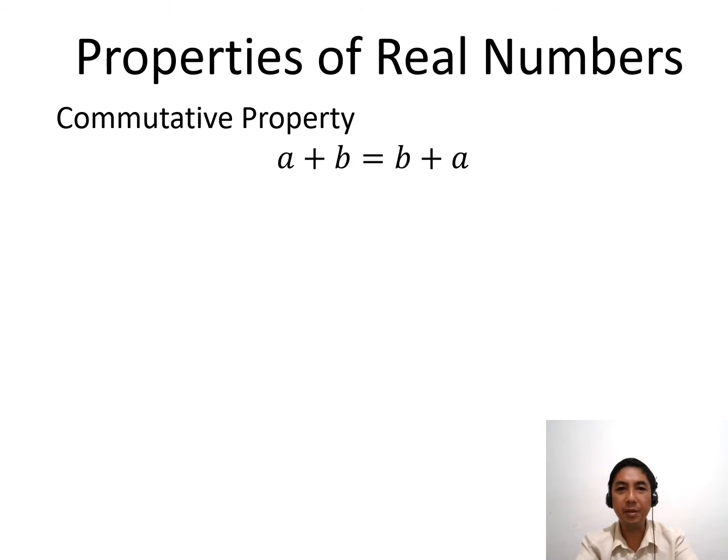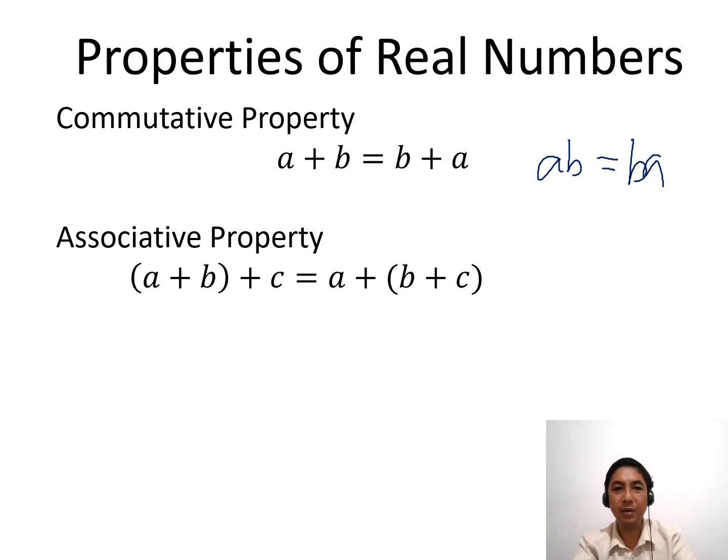We have the commutative property. A plus B is just equal to B plus A. It is also applicable to multiplication. If you are given A times B, this is just the same as B times A.